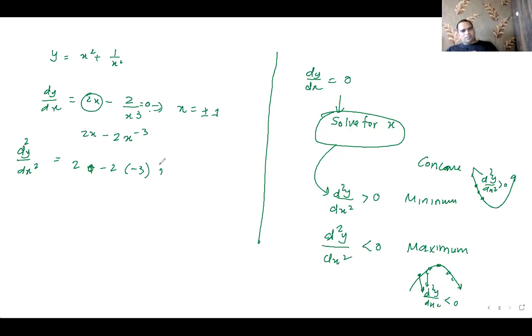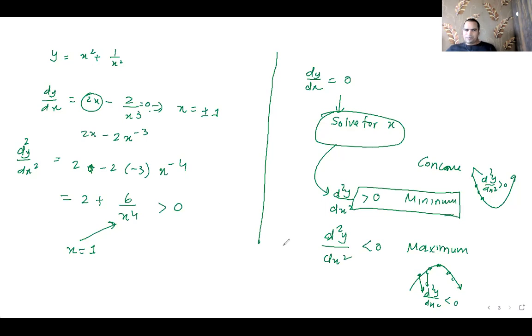The derivative of 2x is 2, plus minus 3 times minus 2x raised to minus 4. So 2 plus 6 over x raised to 4. Now that's your second order derivative. If I plug in x as 1, I can clearly see my answer is positive, which indicates that it is a minimum coordinate. If I plug in x as minus 1, I also see that the answer is positive.